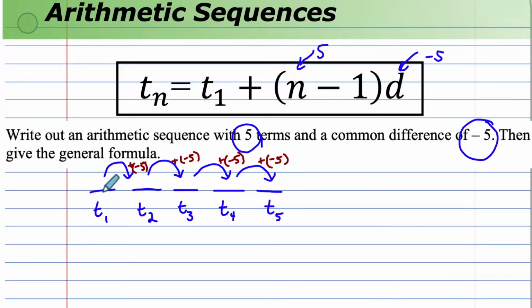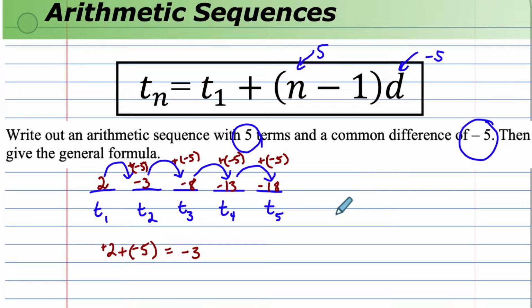Let's just start with any number. How about a 2? If we start with 2 and jump to the next term, we'd end up with a -3, because positive 2 plus a -5 gives us -3. From -3, add another -5, and we get -8. Add another -5, we get -13. And the final last term would be -18.